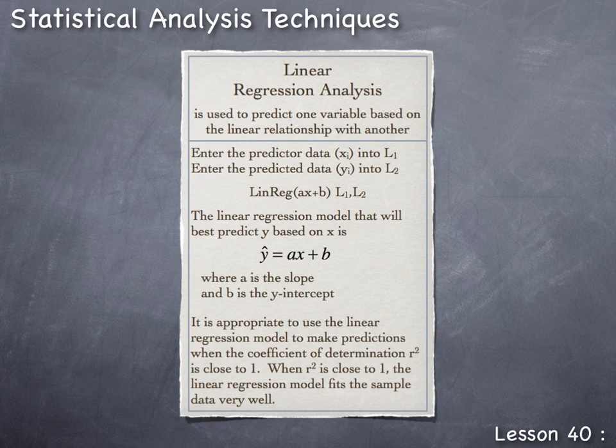Finally, linear regression analysis. Linear regression analysis is used to predict one variable based on the linear relationship with another. In linear regression analysis, the data involved is quantitative variables. And here, if there's a linear relationship that exists between these variables, we can use that linear relationship to use one variable to predict the value of another variable.